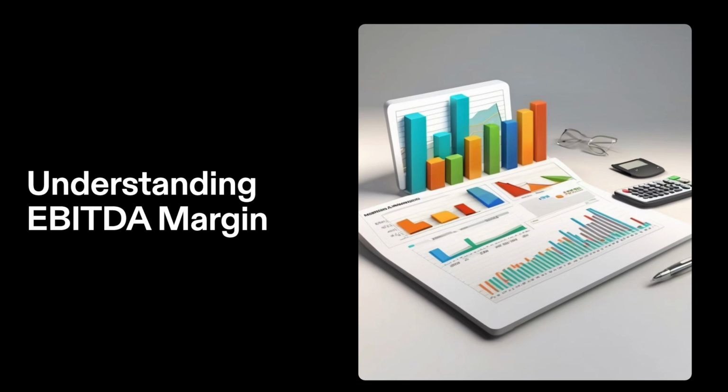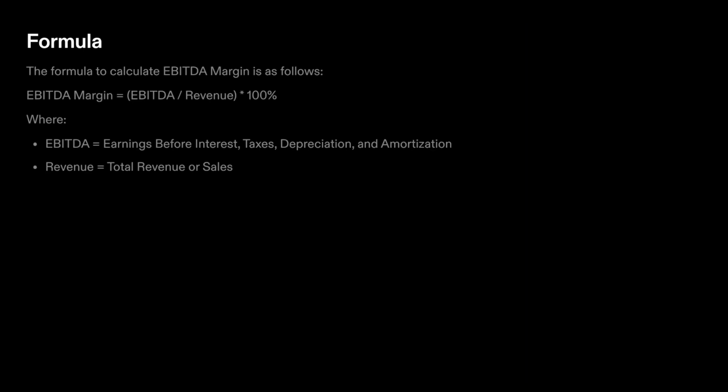Here's a breakdown of EBITDA margin, including its formula, interpretation, and significance. 1. Formula. The formula to calculate EBITDA margin is as follows. EBITDA margin equals EBITDA over revenue times 100%, where EBITDA is earnings before interest, taxes, depreciation, and amortization. Revenue equals total revenue or sales.